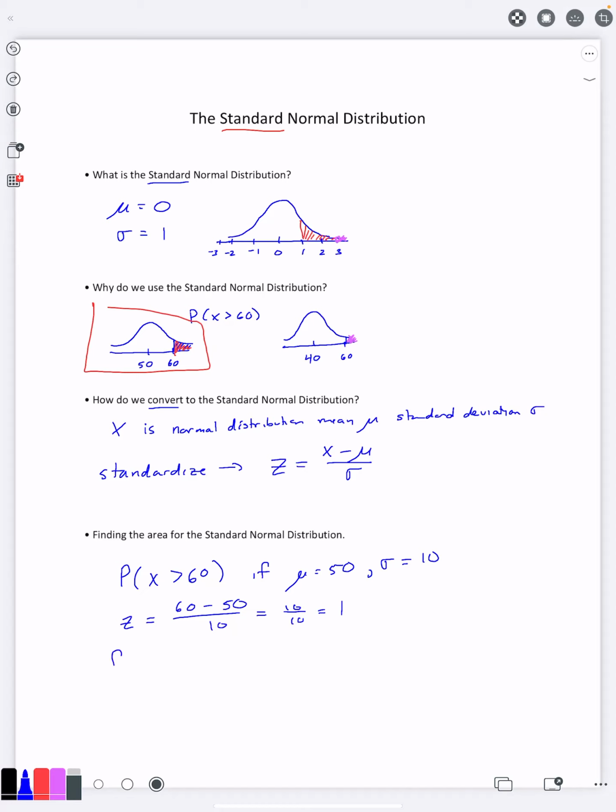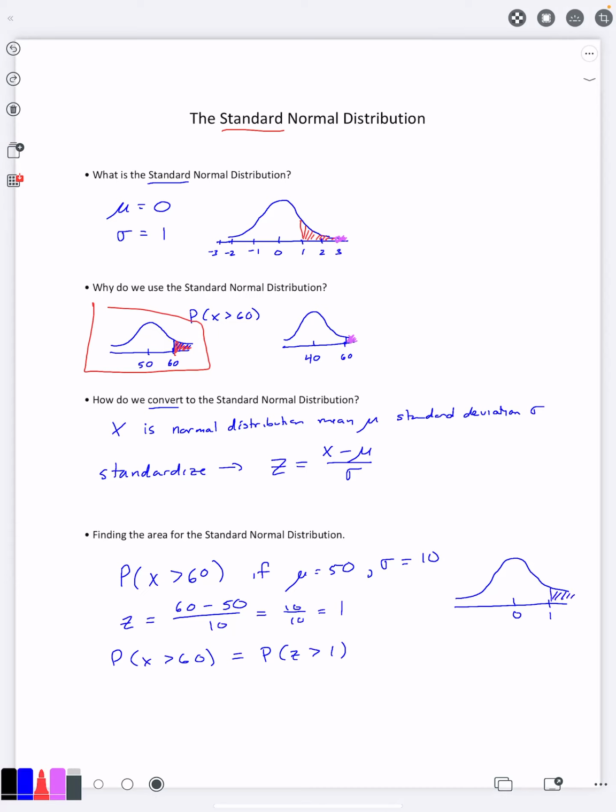And so that means that the probability that x is bigger than 60 is the same as the probability of z is bigger than 1, because x being 60 corresponds to z being 1 based on this formula we just used. And now for this one, we can go ahead and use the empirical rule, but you could also use your calculator, which again, that'll be a separate video. So if I want to use the empirical rule, this is going to be 0 and 1. We're trying to find this area to the right of 1.